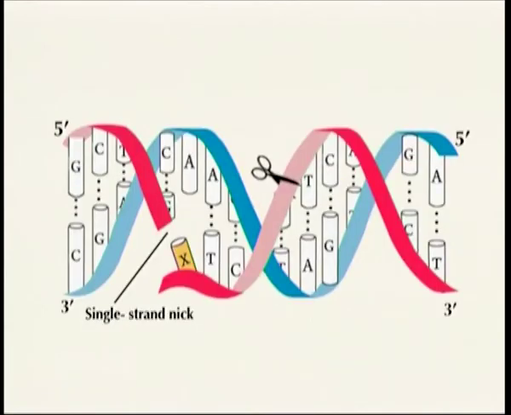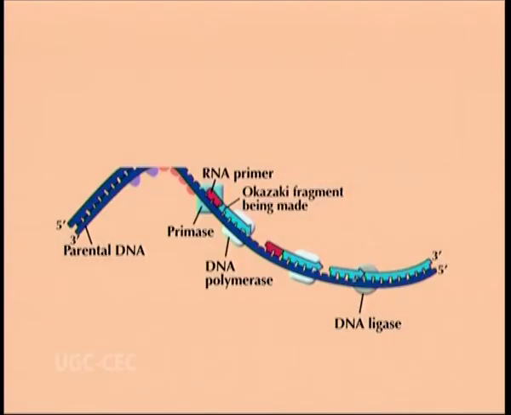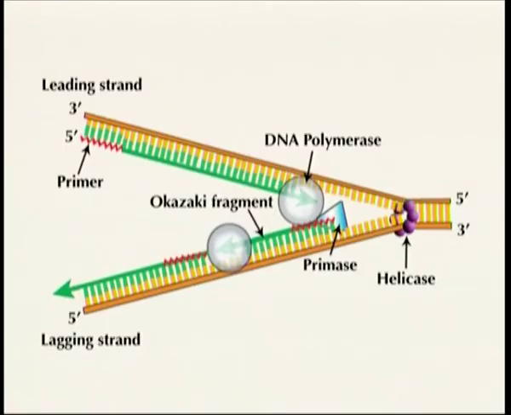The 5', 3' exonuclease activity of Pol1 at this stage digests the RNA primer, and the polymerase fills the gap with DNA. Thus, the synthesis of this strand takes place in pieces. These pieces are then joined by DNA ligase to form a continuous DNA strand. There are separate primases for leading and lagging strands. The synthesis of two strands thus takes place in slightly different manner.